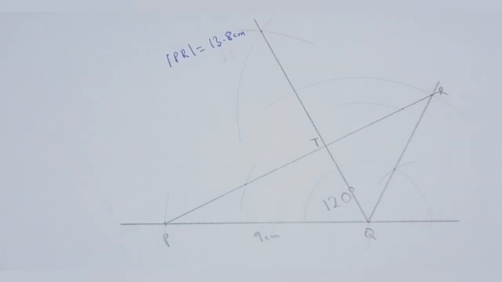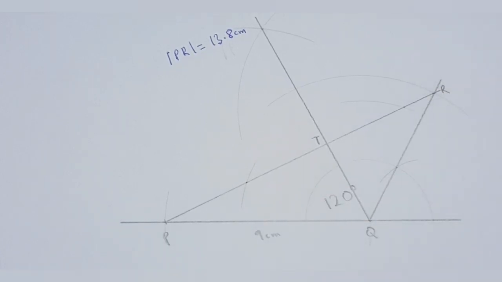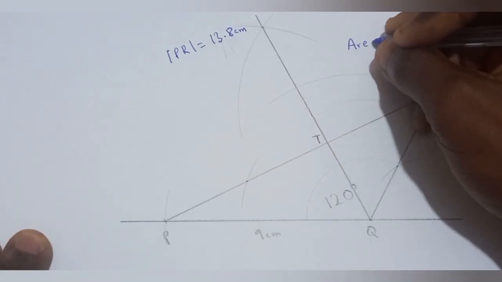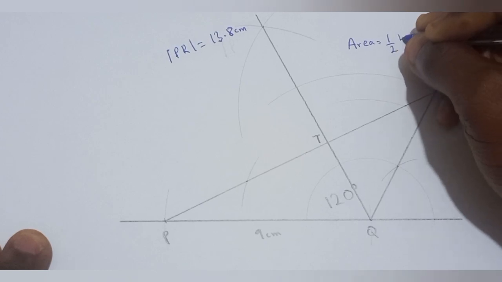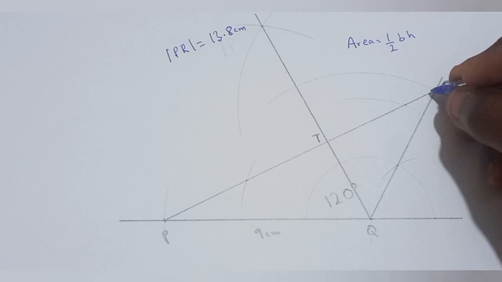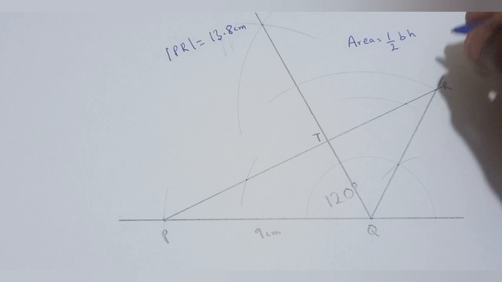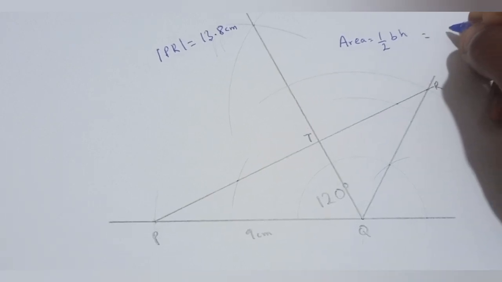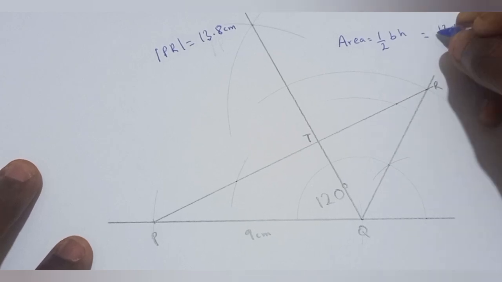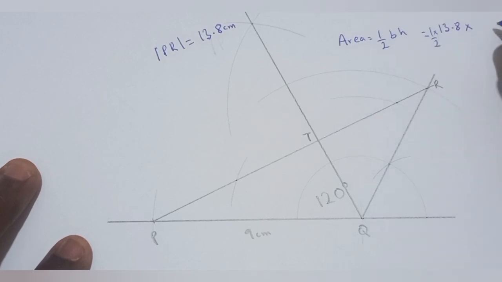So we are told to calculate the area of the triangle PQR. But what's the formula for finding the area of a triangle? That's area is equal to half base times height. What's the base in this question? The PR. Because we have its height given, the perpendicular line. So then, what's the base? We had it to be 13.8 times, 1 on 2, half of it, times the height.